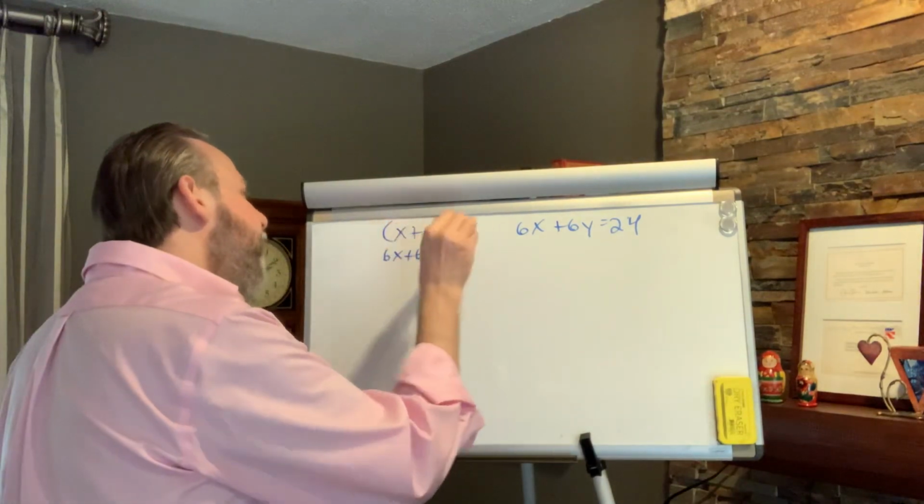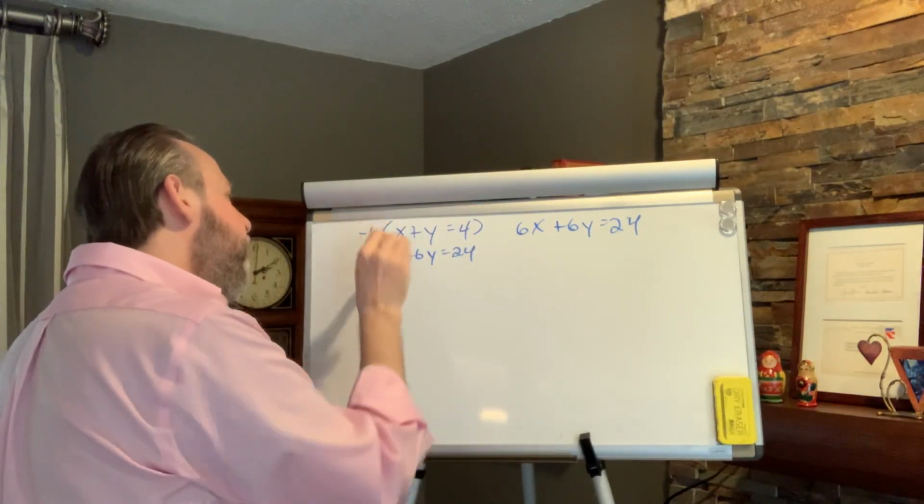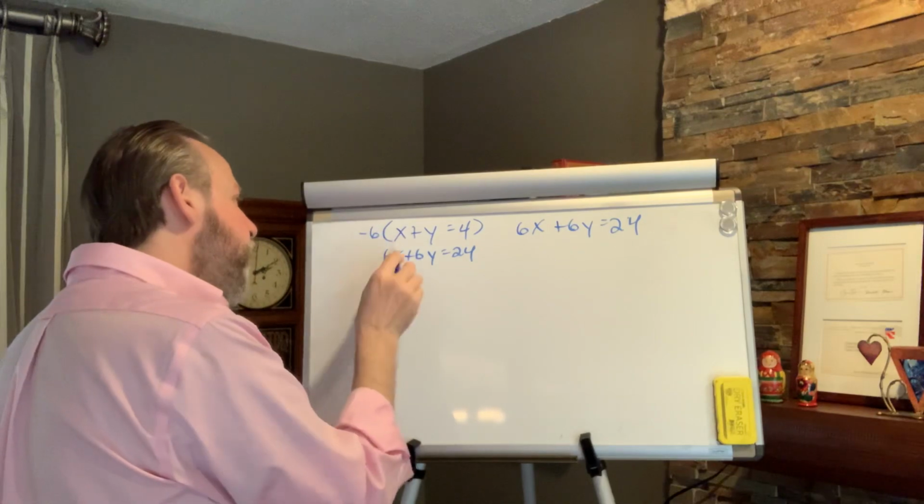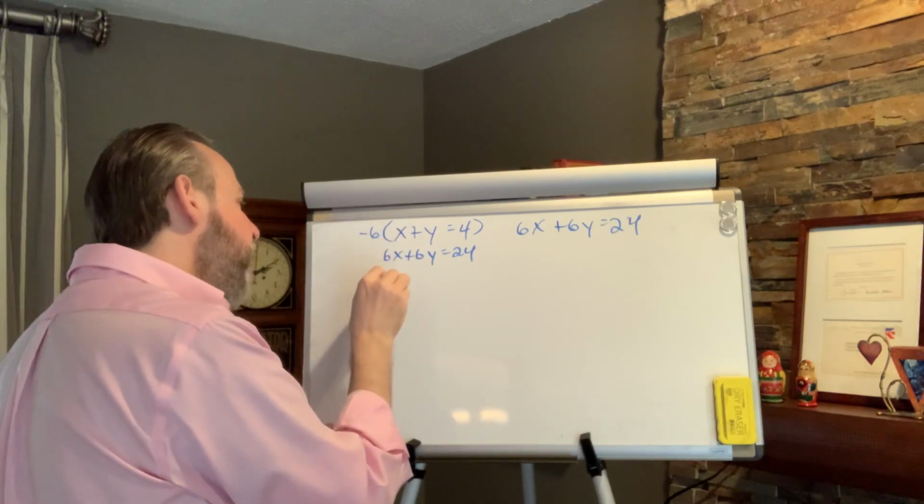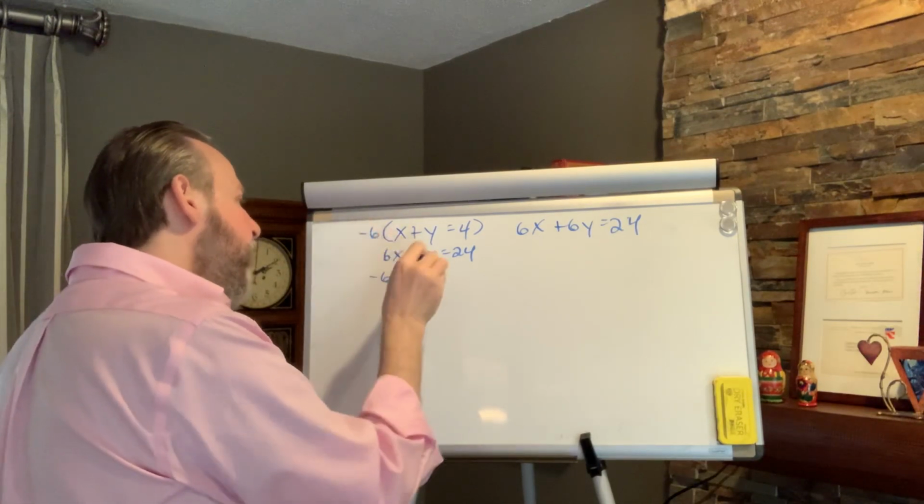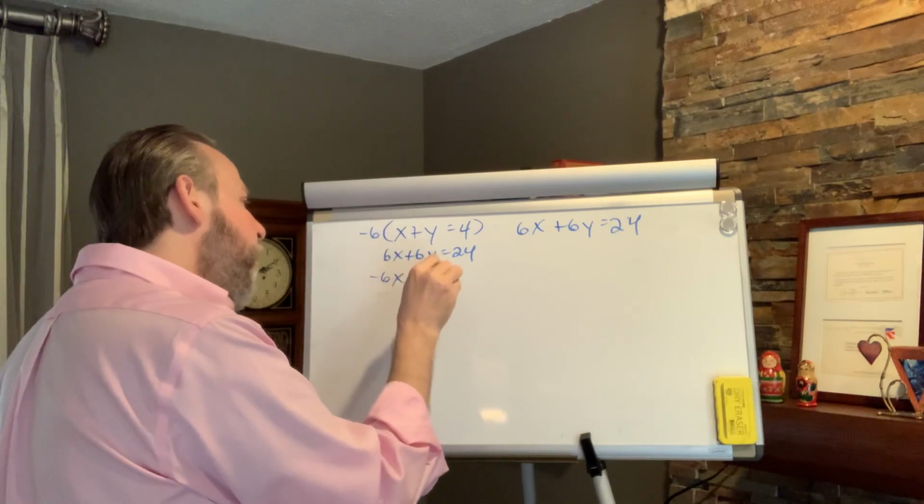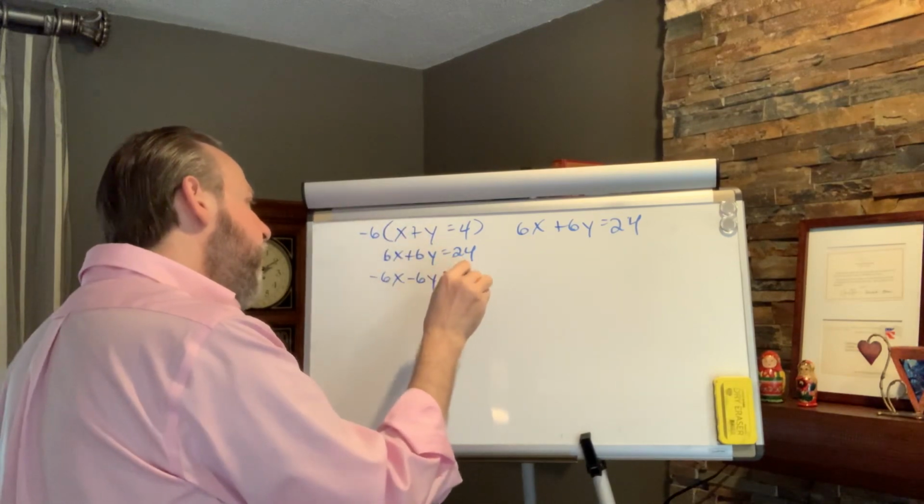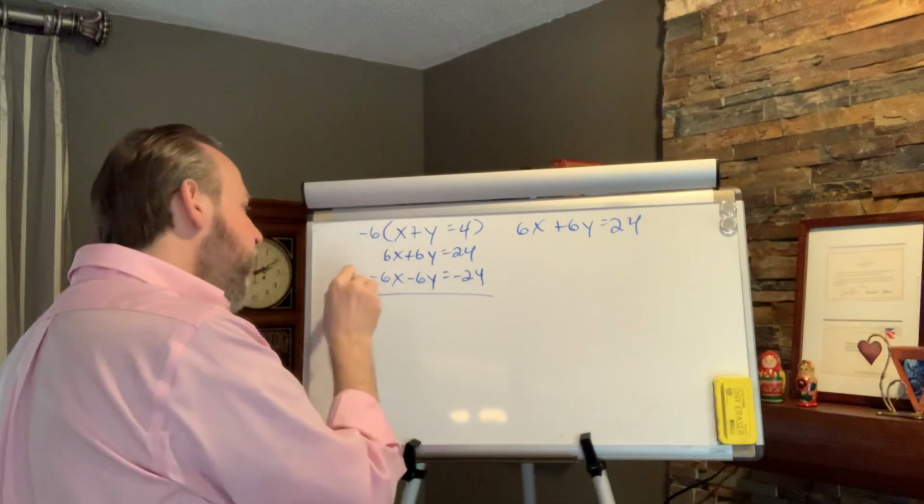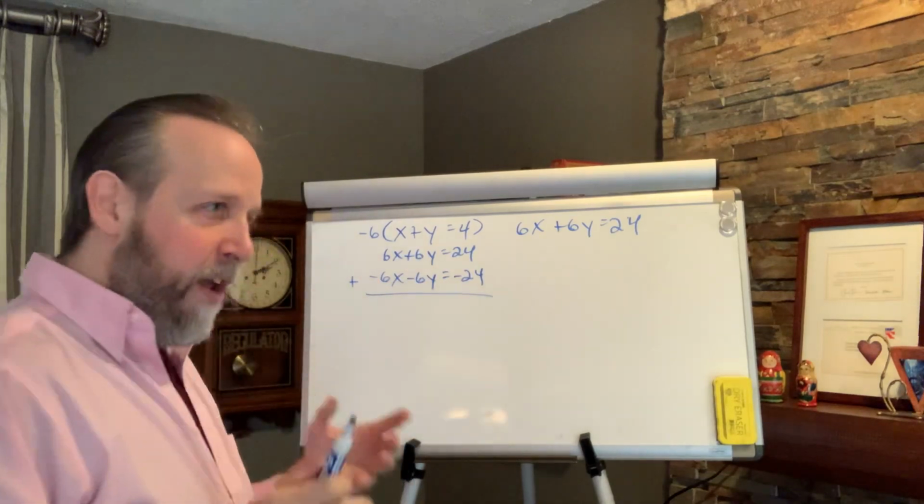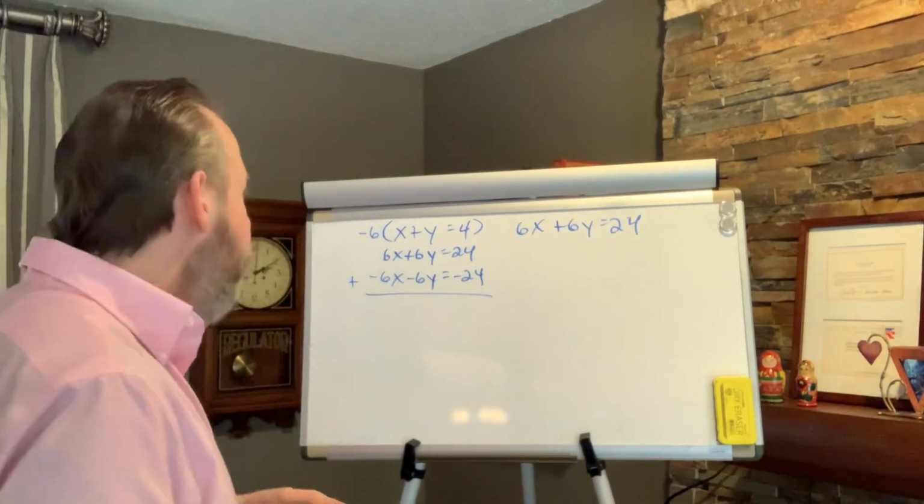I'm going to multiply that top line by the number negative 6. I'm going to drag it on down here too. Negative 6 times x is negative 6x. Negative 6 times y is negative 6y. Negative 6 times 4 is negative 24. I'm going to add them up because I have them in standard form, stacked, and opposites.